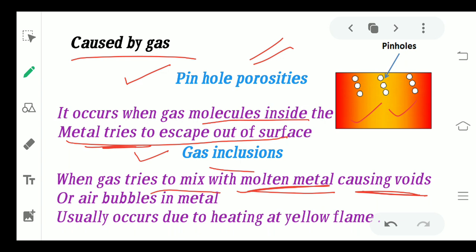It usually occurs due to heating at a yellow flame. And which flame are we supposed to heat at while we are heating? At the blue flame. So whenever you are heating at a yellow flame, there are chances of gas inclusion to happen.